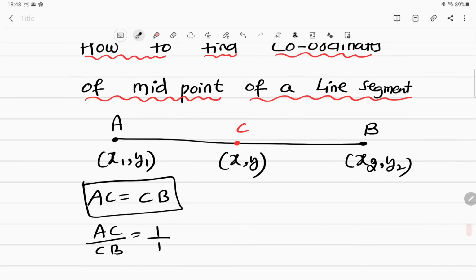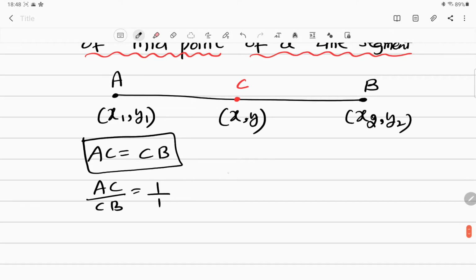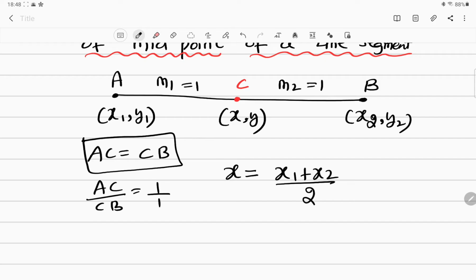So by using this information, if you want to find the value of x, it's quite simple. There is no need to mention the ratio m1 to m2 and all. Even if you take m1 and m2, both are going to be 1 and 1. For example, if AC is 4 centimeters, then CB is also 4 centimeters. No need to worry about those things. So the value of x will be quite simple, that is x1 plus x2 divided by 2. Please make a note of this.